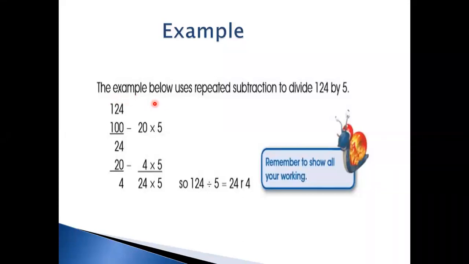The example below uses repeated subtraction to divide 124 by 5. You can see there is no symbol of division, and no divisor is written here. They have simply done it by the method of repeated subtraction. In fact, division is the process of repeated subtraction. So what they have done is write the dividend number 124 here, then the divisor here.